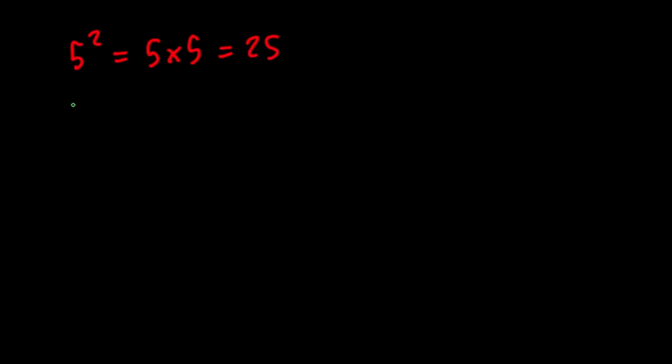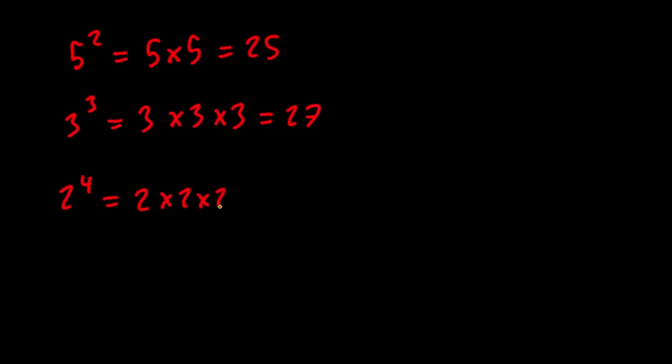And if you have 3 power of 3, that's the same as 3 multiplied by 3 multiplied by 3. So we get 3 times 3, which is 9. 9 times 3, 27. And another example is 2 to the power of 4. So we have 2 multiplied by each other 4 times. So 2 times 2 times 2 times 2. So 2 times 2, that's 4. 4 times 2, that's 8. 8 times 2 is 16.